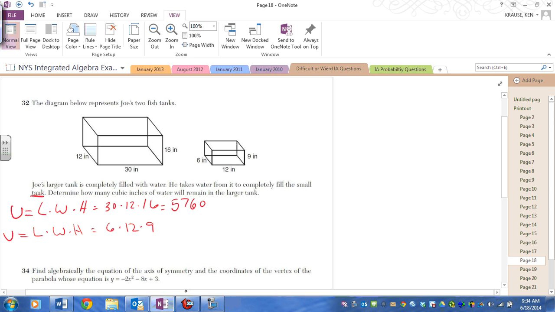It's 648. So determine how many cubic inches of water will remain in the larger tank. Well, this is only question 32, so it shouldn't be too hard. We're just going to subtract. So minus. So you get 5,112.